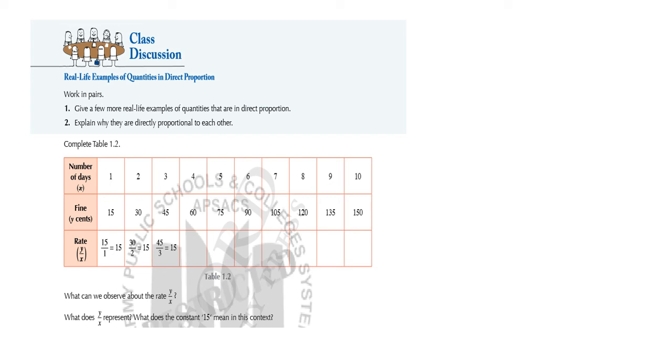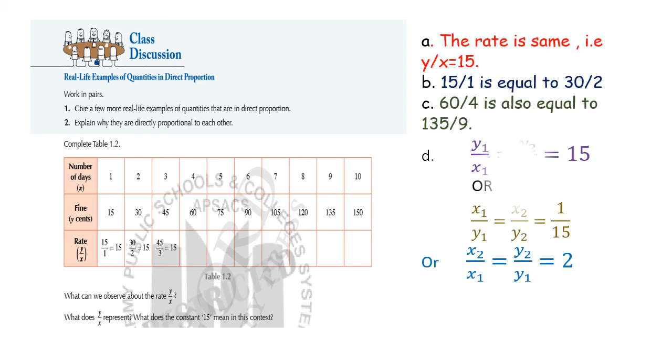So what does it mean? To understand the meaning, we have to answer the two questions that I mentioned. What can we observe about the rate y by x? Our observation is that the rate is the same throughout the table. And what does it mean? It means that the fine is increasing in a proper proportion. For each day there is 15 cents. This is what we mean. The rate of the fine is 15 cents per day.